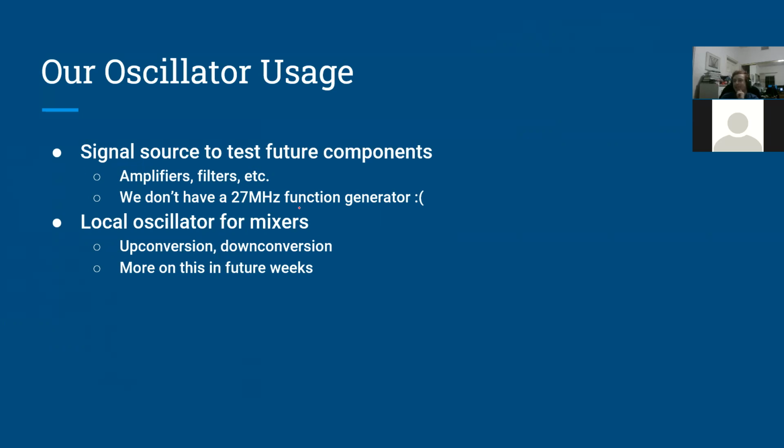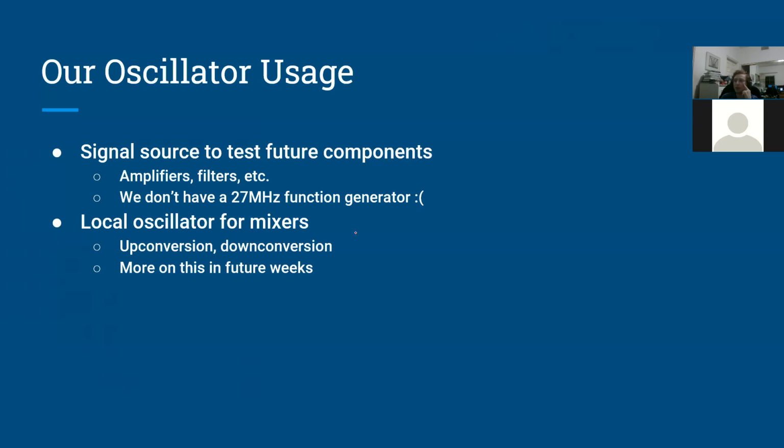Well, we don't have a 27 megahertz function generator, which is just a device that outputs 27 megahertz. And we're going to be transmitting at 27 megahertz. So we want to be able to test our devices, should we build them in Spring at least, with the 27 megahertz signal we're going to be sending through them. And we don't have the right equipment for that, so we can make our own. And that's what an oscillator was basically designed to do, to spit out a signal frequency.